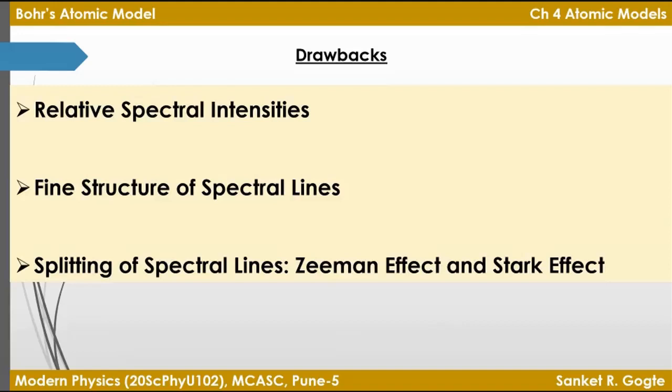Then the third drawback is, if we see a single spectral line, and we place that atom in a magnetic field or in an electric field, suppose I put it in a magnetic field, this single spectral line splits into two lines. That effect is called the Zeeman effect when it is in a magnetic field. Similarly, if you place the atom in a strong electric field, a single spectral line splits into multiple spectral lines. That is called the Stark effect.